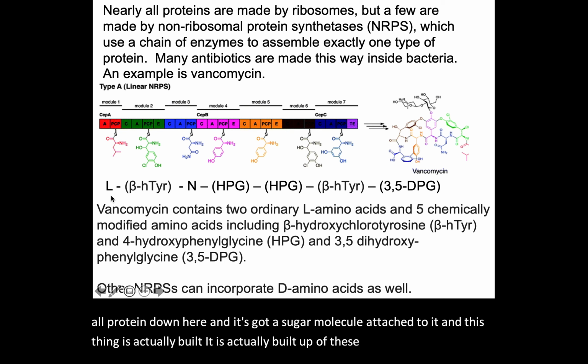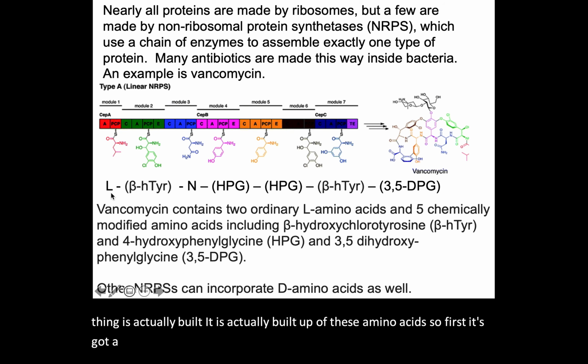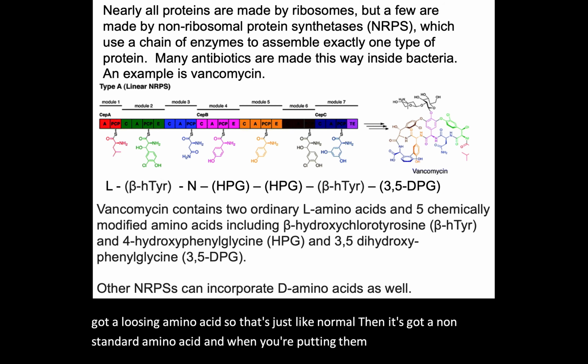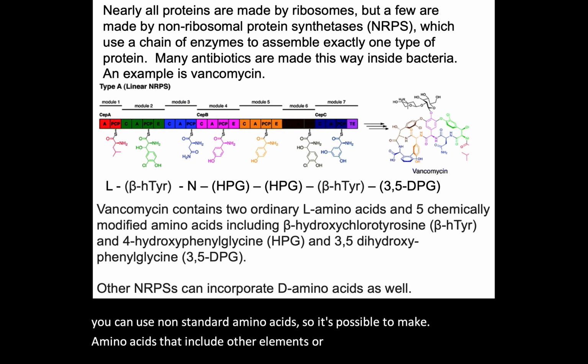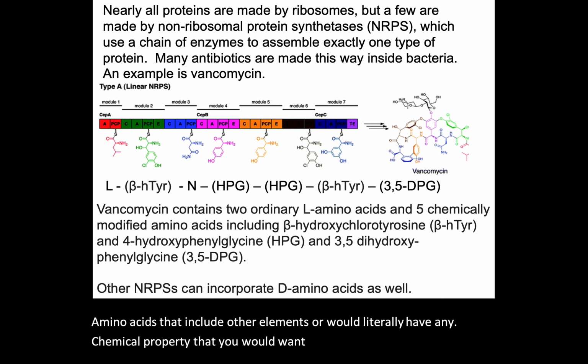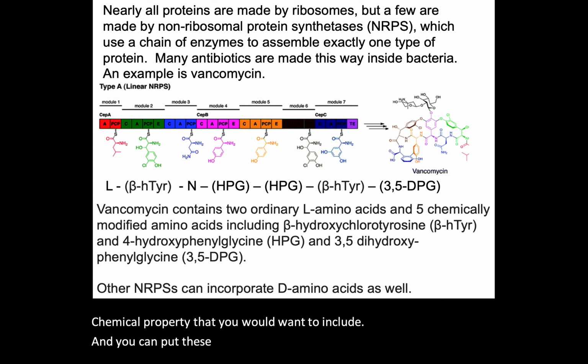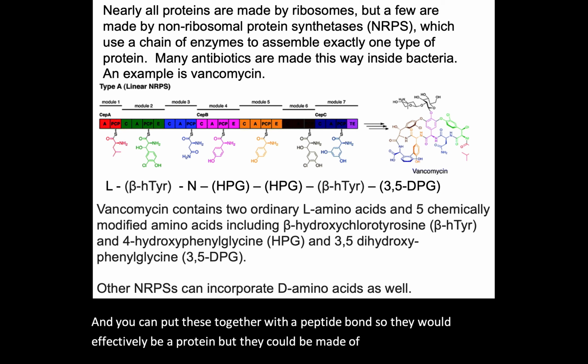So first it's got a leucine amino acid. So that's just like normal. Then it's got a non-standard amino acid. And when you're putting them together one at a time, you can use non-standard amino acids. So it's possible to make amino acids that include other elements or would literally have any chemical property that you would want to include. And you can put these together with a peptide bond. So they would effectively be a protein, but they could be made of any amino acids you can dream up.